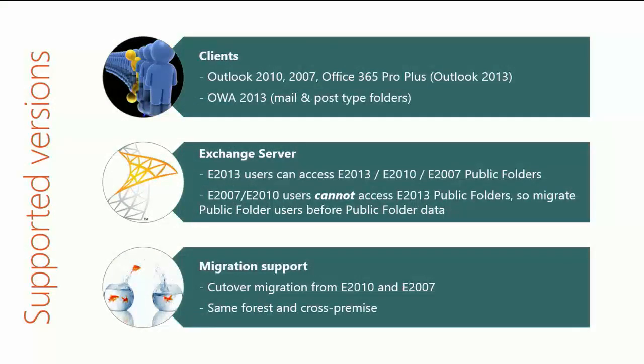Okay, so let's look at the supported versions of clients. For clients, we support the last 2 versions of Outlook, 2010 and 2007, and of course Outlook 2013 is supported. As I said, there's no difference in the user experience, which means to end users, the hierarchy looks identical to legacy public folders. With OWA, mail and post type folders are supported. So you can go to OWA favorites and add a mail or post type folder, and you can do folder operations within that.